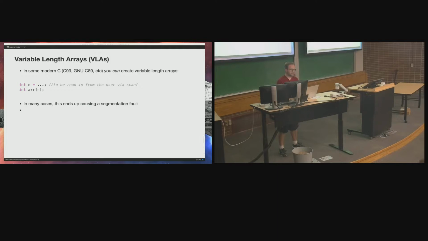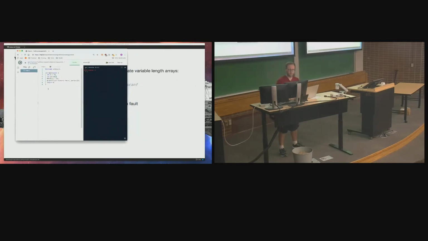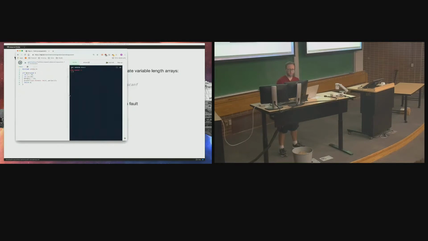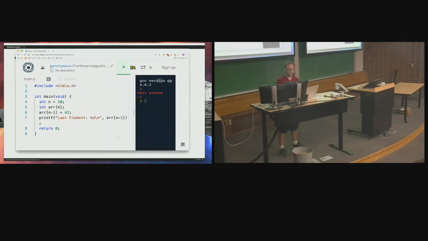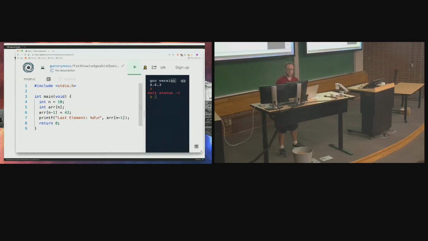Why? To understand this, let me go over to the REPL here. Let's get rid of this and increase the size. There we go. So I've got a VLA, a variable length array here, and I'm going to create it of size 10. There's my variable length array. It's of size 10. Then I'm going to set the last element, n minus 1, to 42. This should work, and it does.